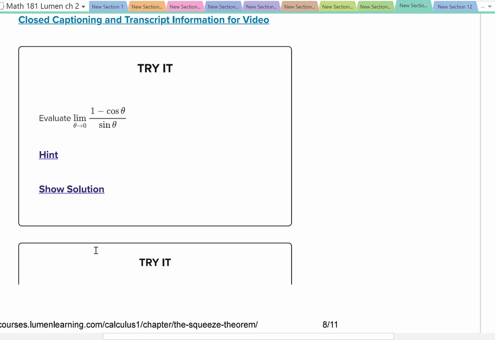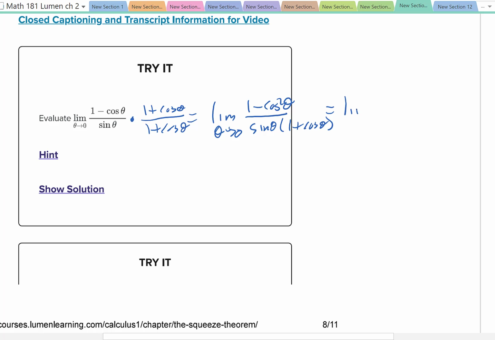In this case, it's a similar process. We're going to multiply this by 1 plus cosine theta over 1 plus cosine theta. So we have the limit as theta approaches 0 of 1 minus cosine squared theta over sine theta times 1 plus cosine of theta. That's a sine squared theta, because 1 minus cosine squared theta is sine squared theta, over sine theta times 1 plus cosine of theta.